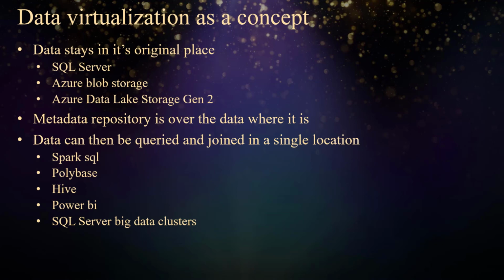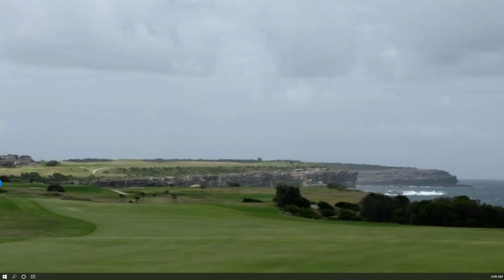And what this does is it allows us to use files as tables. So what you do is you have data in the file, and then you define a table over it, and you can query the table directly. So we've had data virtualization in Spark and Polybase and Hive and even Power BI for a long time. But let's take a look at what it looks like in Synapse.